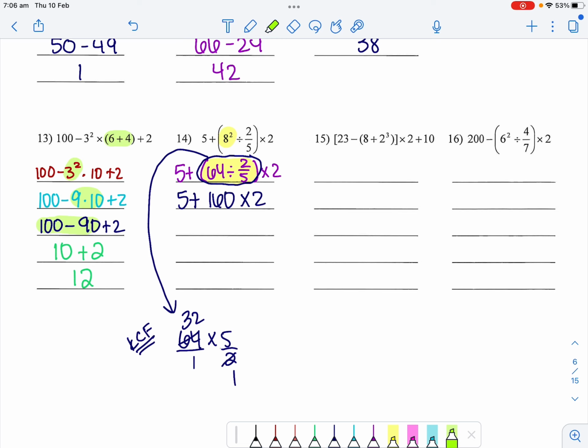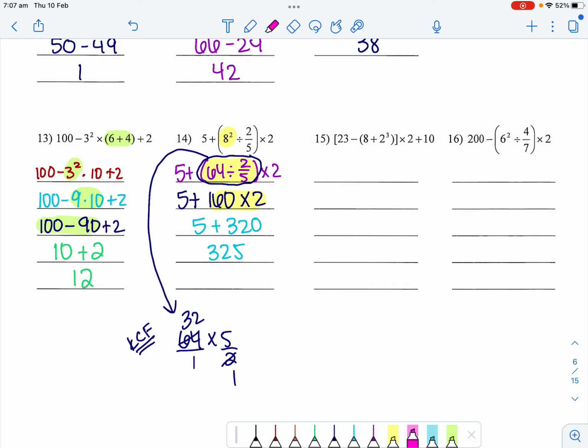So now I'm going to do the multiplication. So 160 times 2 is going to be 320. So 5 plus 320 is going to be 325. And I think the extra line here is because I could have done this fraction division on that next line, but I came and did it down here to have more room to work.